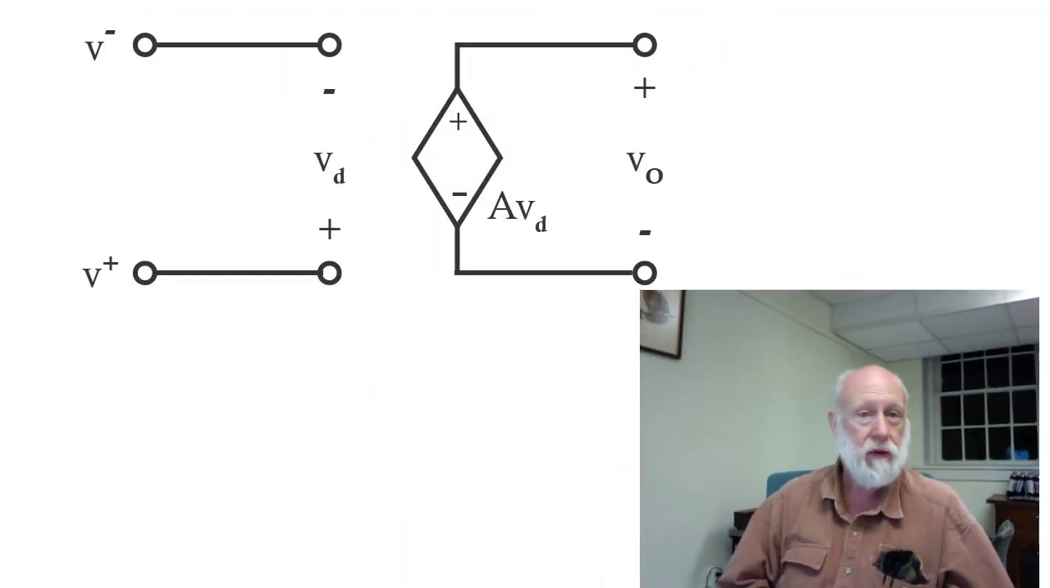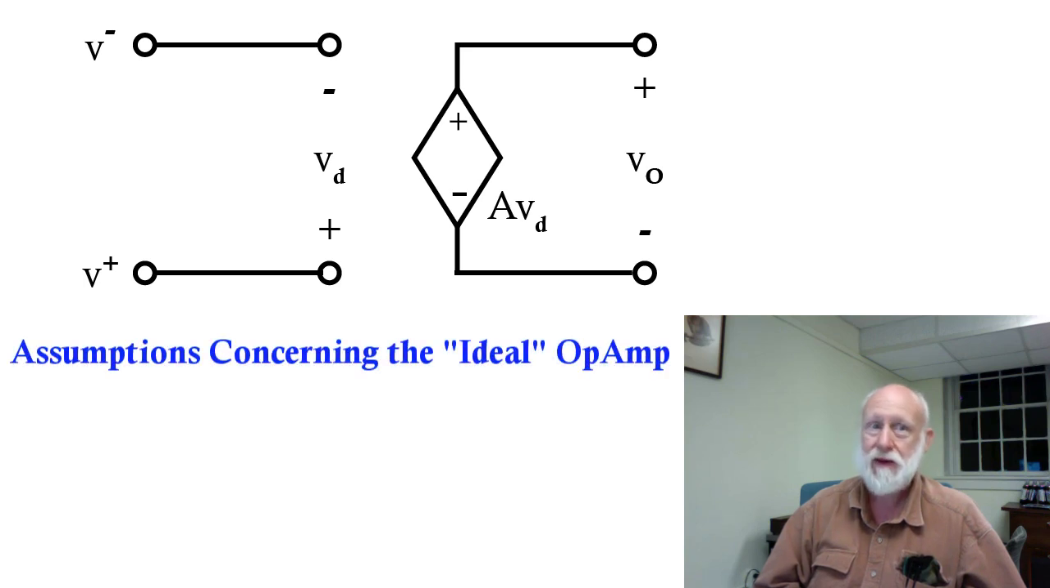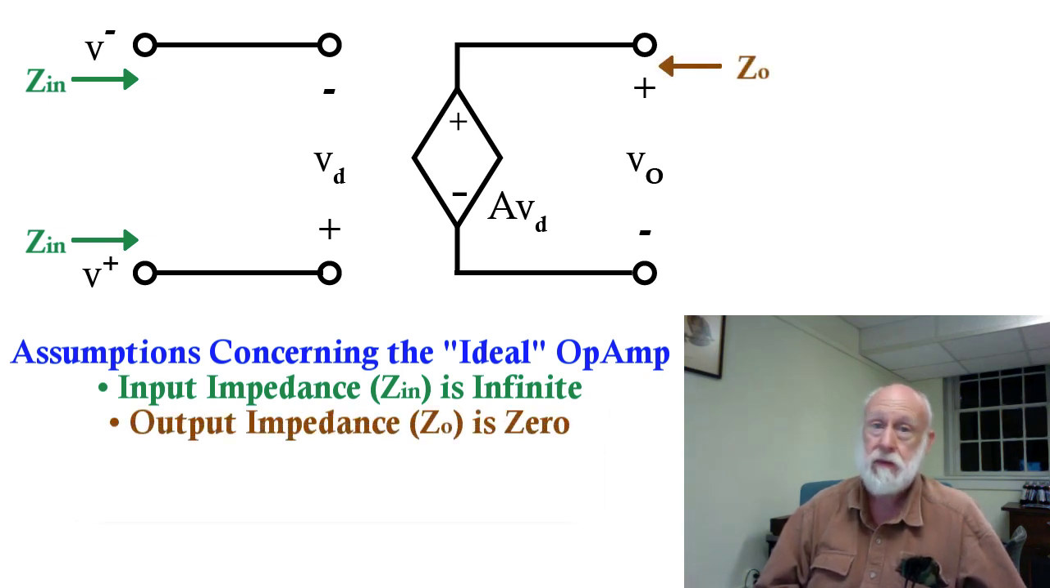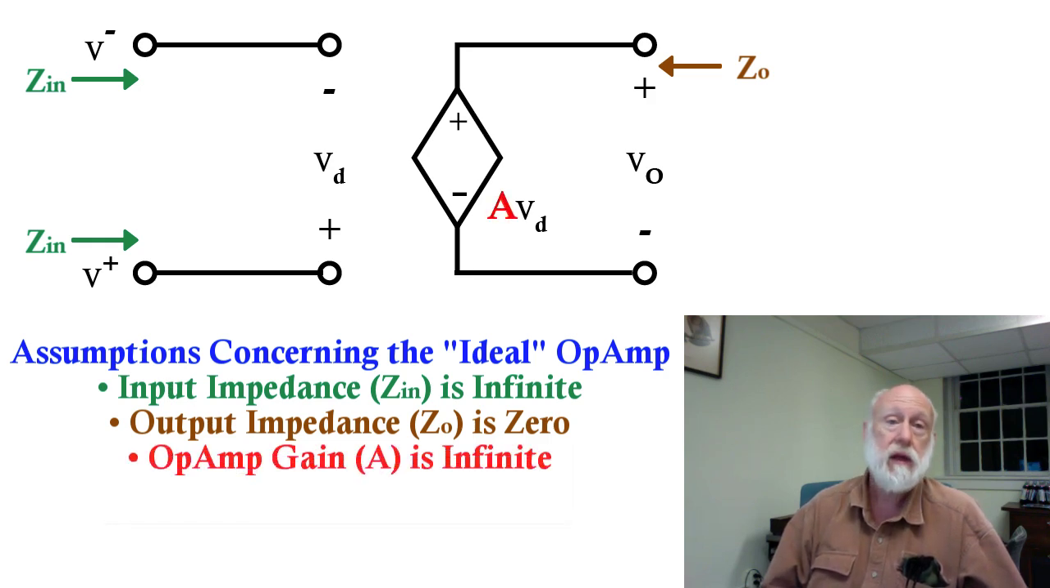Among other things, this means that, if you recall our little ideal operational amplifier equivalent circuit, the input impedance is infinite, meaning there's no current into either of the inputs, and the output impedance is zero, meaning that no matter what we connect to it as a load, it does not affect the output voltage. There's no internal drop across an internal resistance. And also we have assumed that the value A, the actual amplification, is infinite.